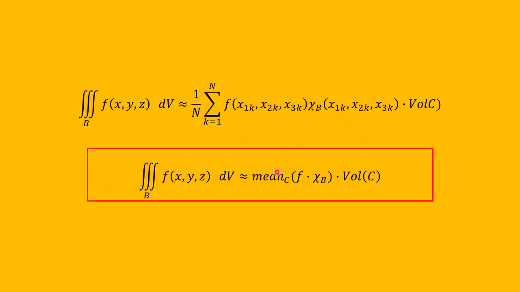So the mean over the set C, we're integrating over C, basically approximating the integral over C when we look at this thing that looks something like a Riemann sum. The mean over the set C, that cube, of f times the characteristic function of b, and then it's multiplied by the volume of C. So to approximate this integral, we have to pick a random sample of points in the cube, find out what the sample mean is for those points, and multiply it by the volume of the cube.